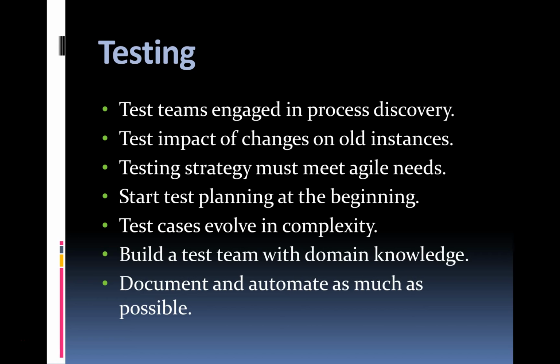Business process management testing also lays a greater stress on domain knowledge for the test team, and the testing strategy must meet agile development needs. This means that test planning starts at the onset of the project, and test cases can be evolved in complexity as the development iterations progress. For example, an initial test case on a user screen may just test simple validation rules and then be evolved to test complex interactions with back-end services.